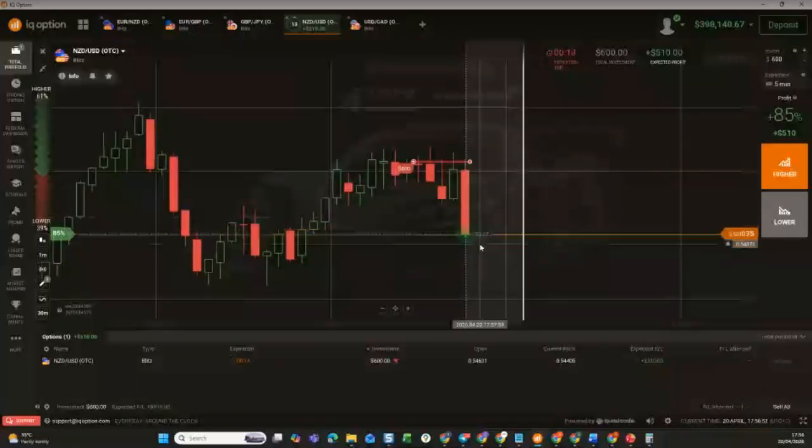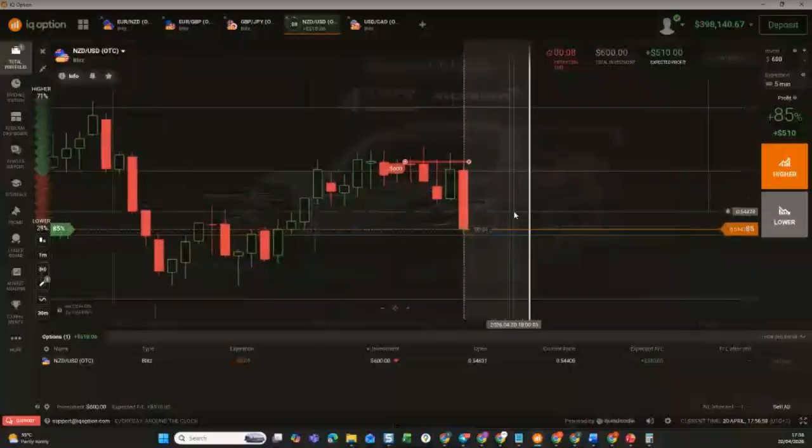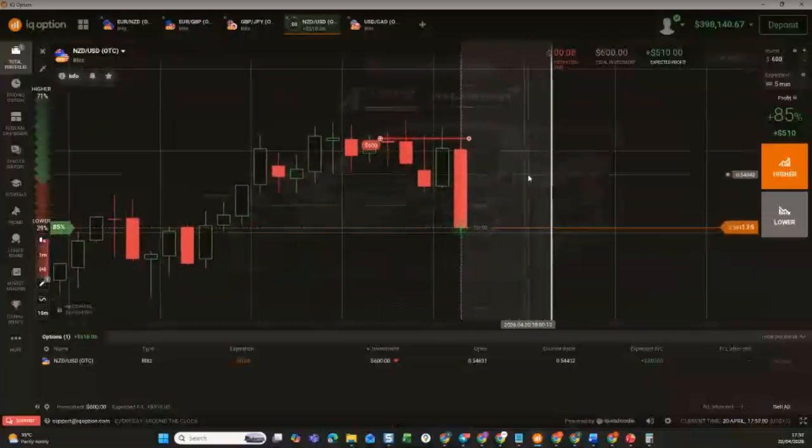So now we are about to win the NZD USD, and it's been in profit almost all through the signal.